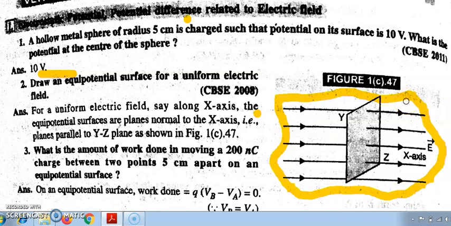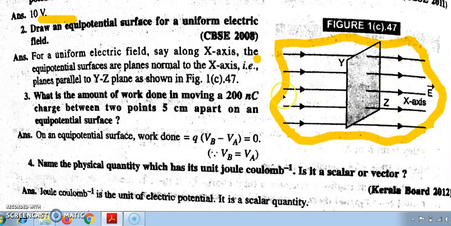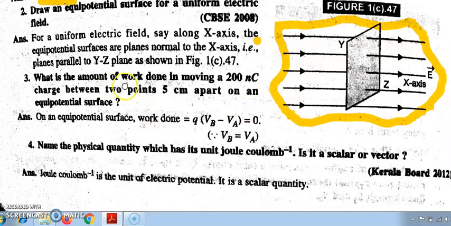Am I right? Okay. So now, what is the amount of work done in moving a 200 nanocoulomb charge between 2 points 5 cm apart on an equipotential surface?